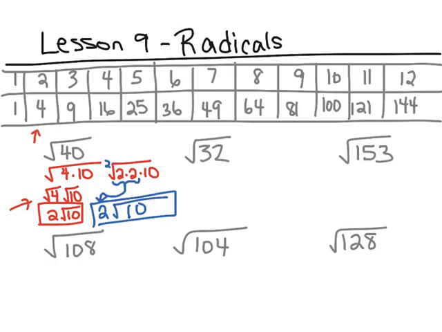Either way works. So 32, the square number 16 goes into it, so 16 times 2. And the way that you should do this is you should divide by your square numbers. And I gave you the chart, but you should know them as well. So if you take 32 divided by 16, you will get 2. So you can break that into 16 times the root of 2. The square root of 16 is 4, so we get 4 root 2.